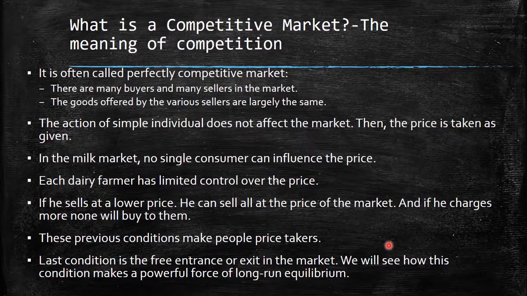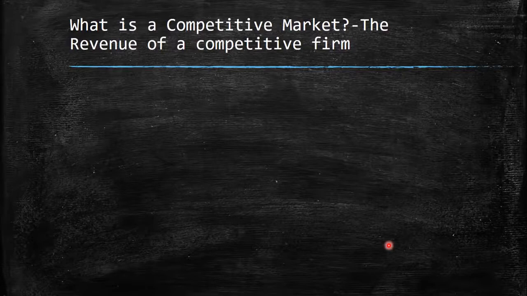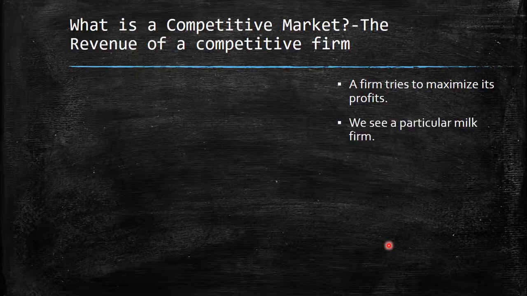It's a free market, free entrance. So then we are going to talk about the revenue of the competitive firm. First, the idea is that the firm tries to maximize its profits. This is the main idea why a firm is created.